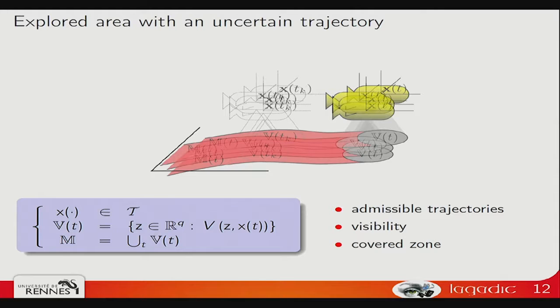So here, the problem with the uncertainty is that everything becomes blurred, because we don't know exactly where the robot is, so we don't know exactly what is in the scene, and we don't know exactly what the covered area is. What we know is just that we have these admissible trajectories that are defined by the previous equations.